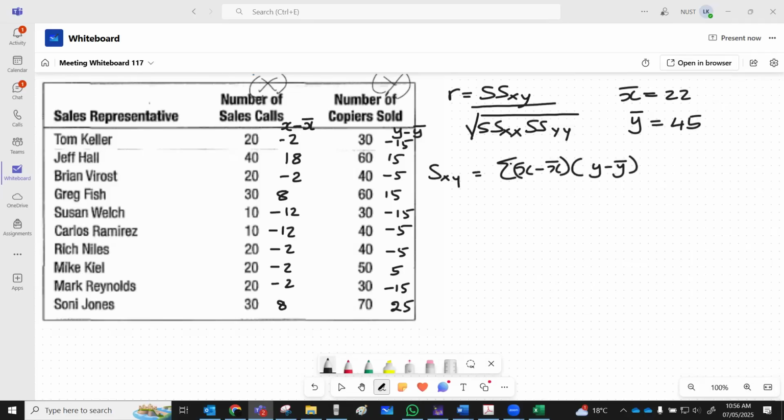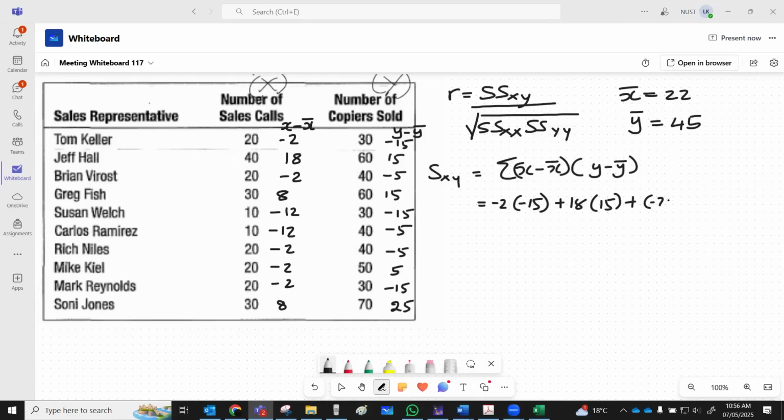So starting with this one, we have to multiply each of these and then we add them together. So this one times this one, plus this one times that one, this one times that one, and so on. So this is minus 2 times minus 15 plus 18 times 15. I think it would be easier if I did this in a table. Okay, but it's fine since I've started already.